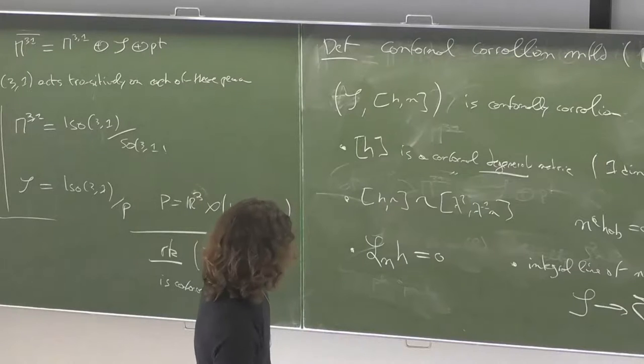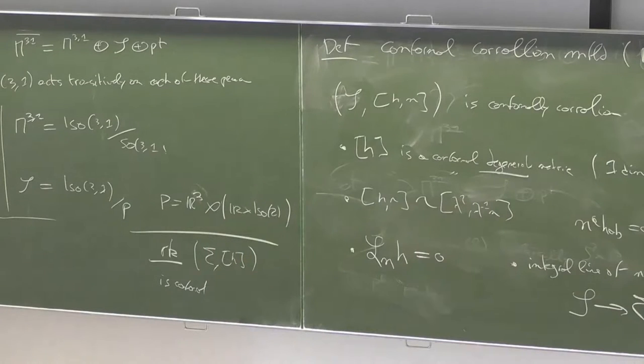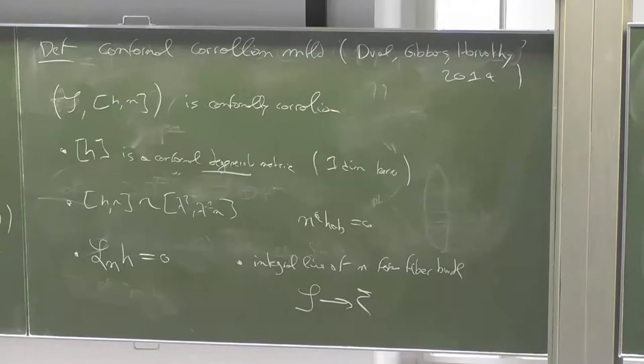Okay, so now BMS, here we are. It's clear that any asymptotically flat spacetime is going to have this type of geometry, induced by the remark I just made.